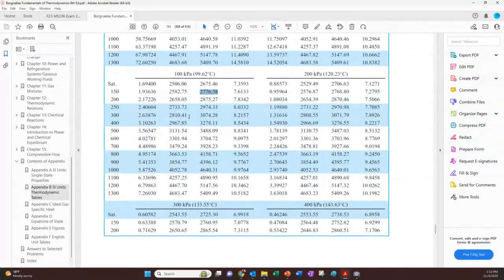We're able to find H2 at 2,776.4 kilojoules per kilogram. And we don't know anything about the velocity at the exit, and we'll just go ahead and continue with that right there.